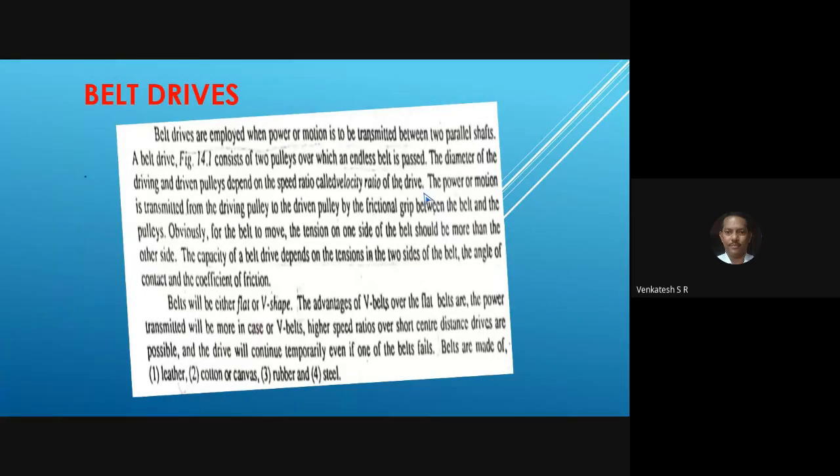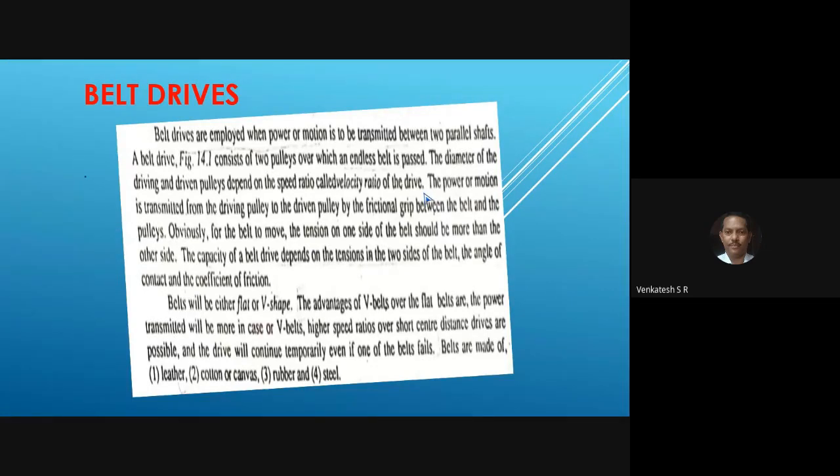The power or motion is transmitted from the driving pulley to the driven pulley by the frictional grip.